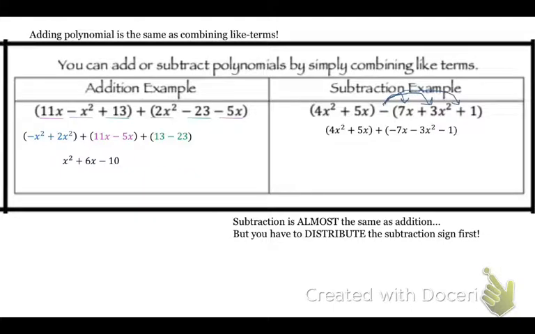So that becomes negative 7x minus 3x squared minus 1. And now we can just combine like terms like we did in the addition example. So we have 4x squared minus 3x squared, 5x minus 7x, and then negative 1. That ends up being x squared minus 2x minus 1.